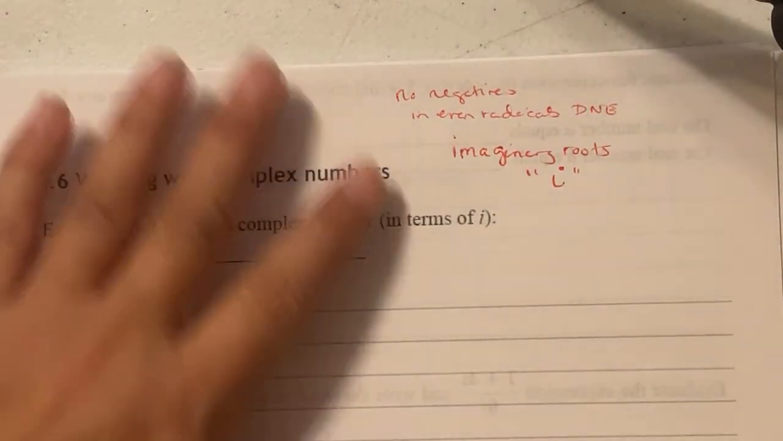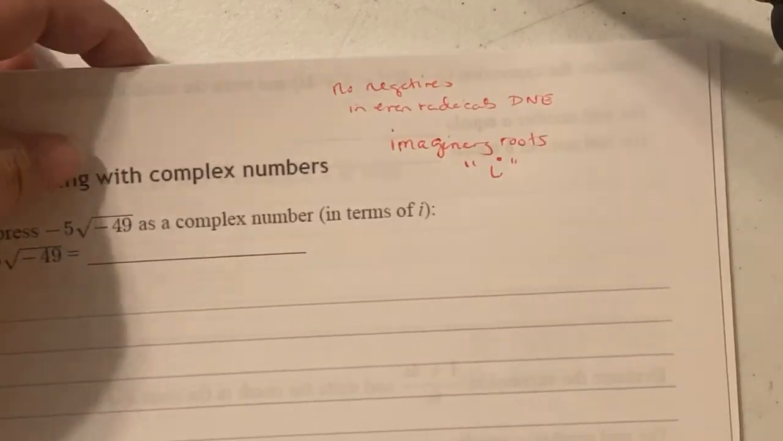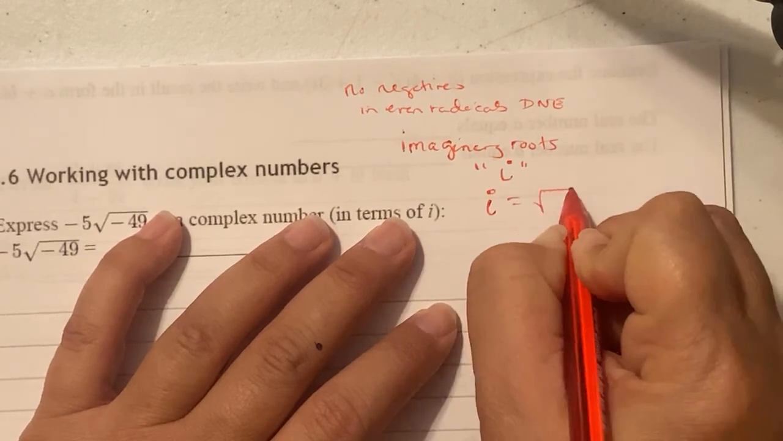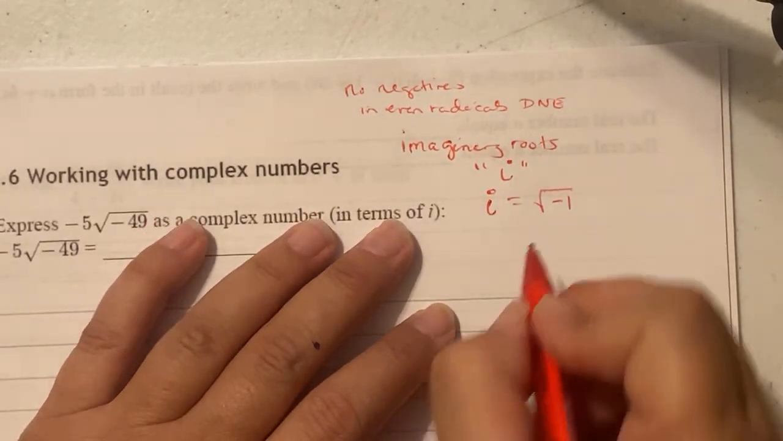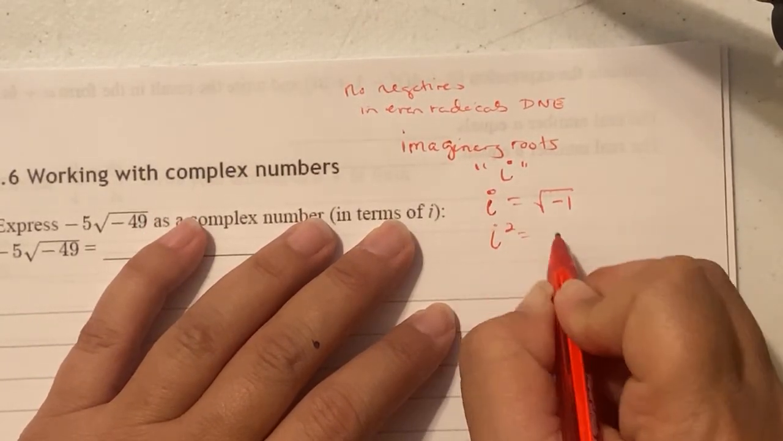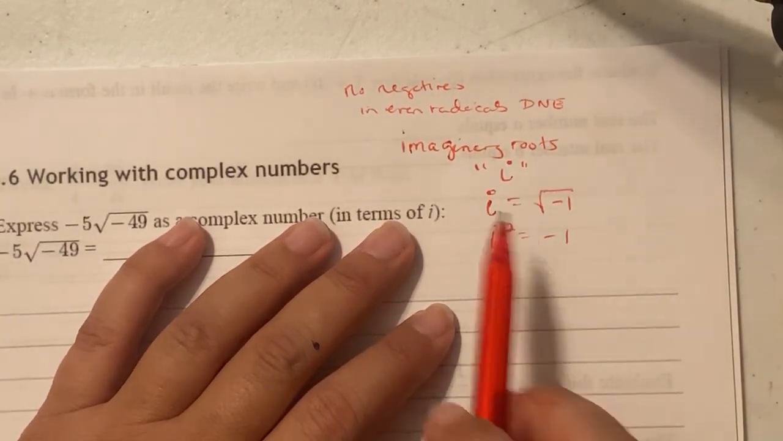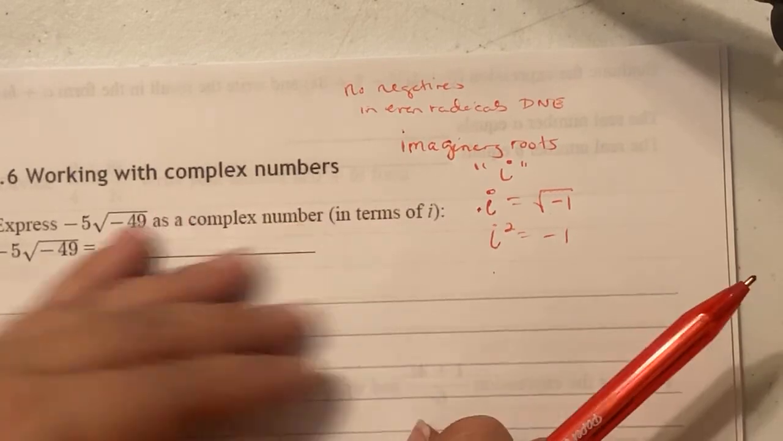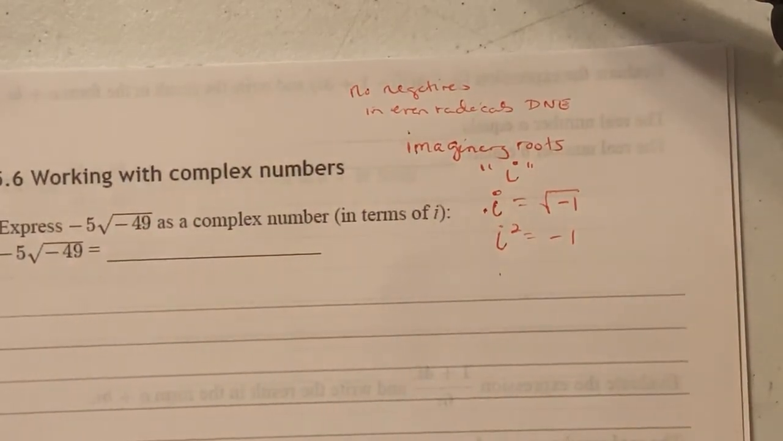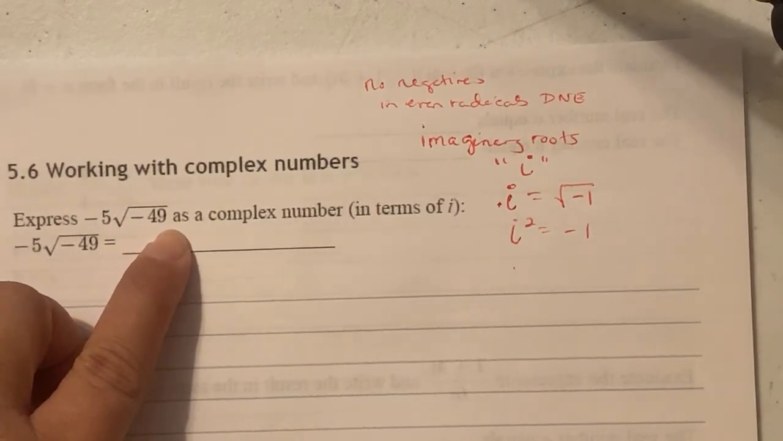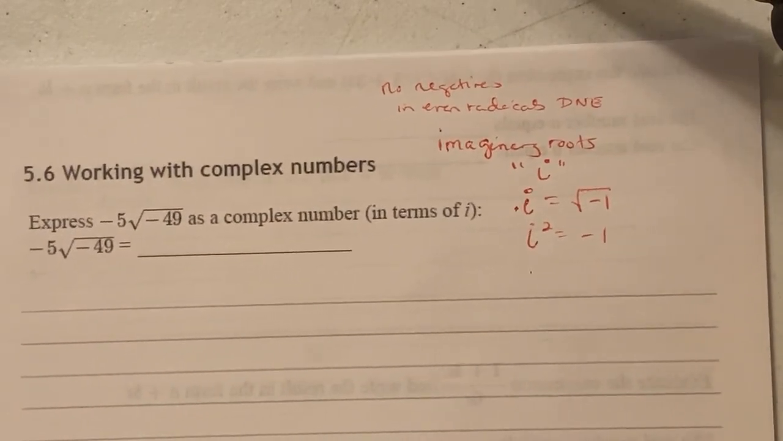So before you can tackle anything, just remember that there are situations. So basically, i represents the square root of -1. And if we do i squared, means I square the radical and I get -1. So i and i squared are going to be very important features of this section. So it says express -5 times the square root of -49 as a complex number in terms of i.